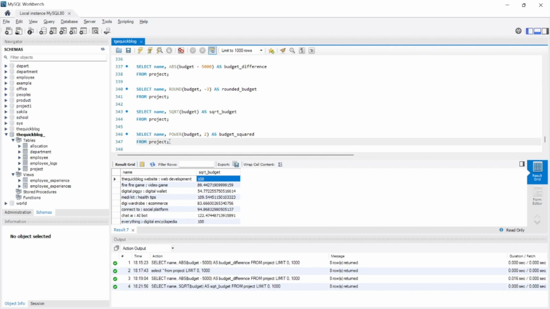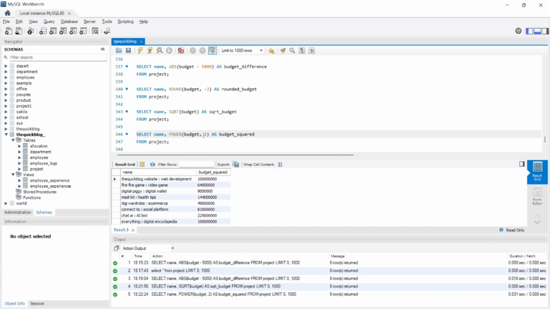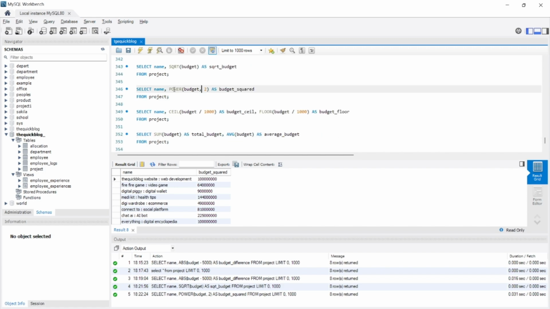And as per the name, the next function, the power function, is used to return the power of a specific exponent. Like if we provide the power as 2, that means it's squaring the budget. So after executing this function, we are getting the squared budget of the original project table. I hope you have got some knowledge on power as well.